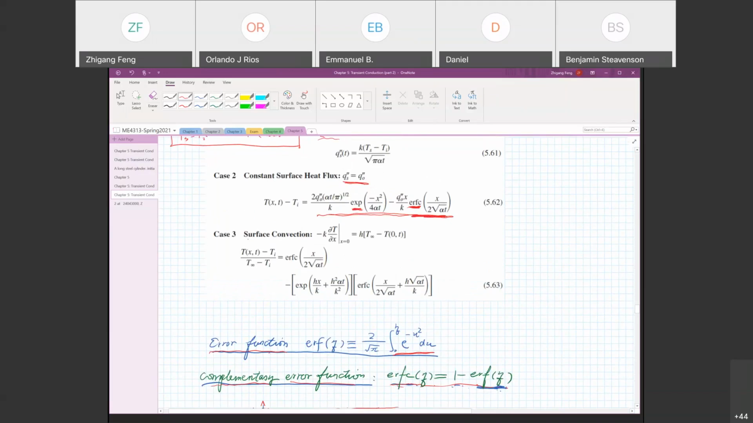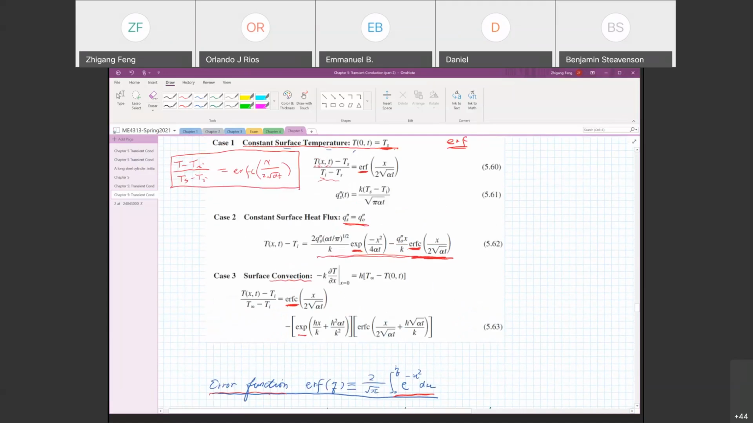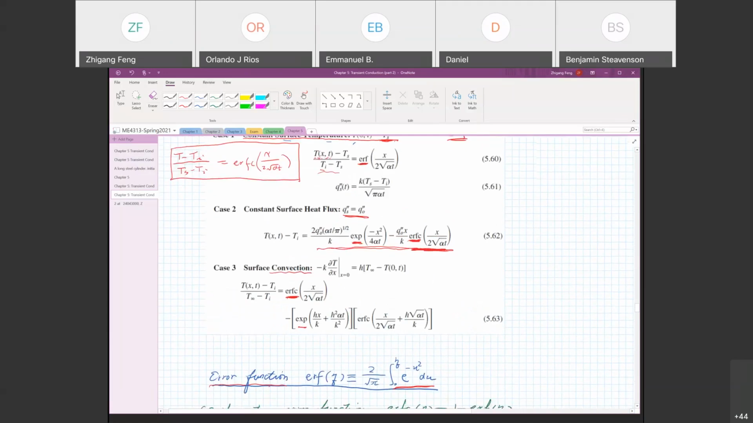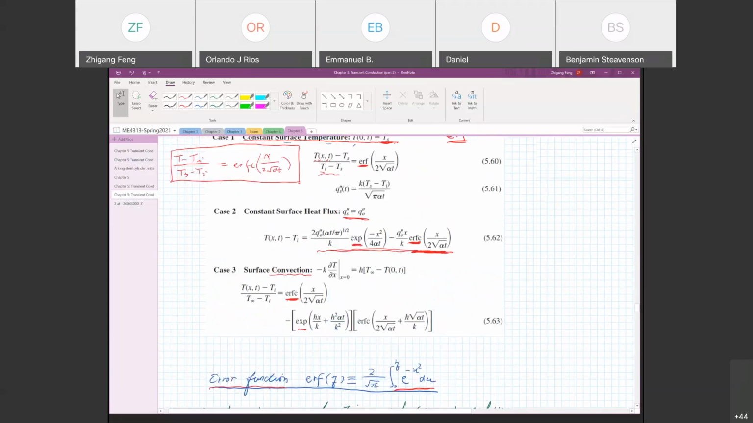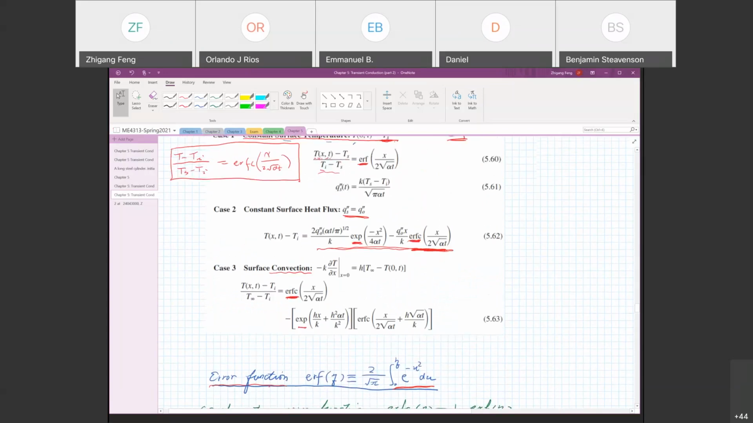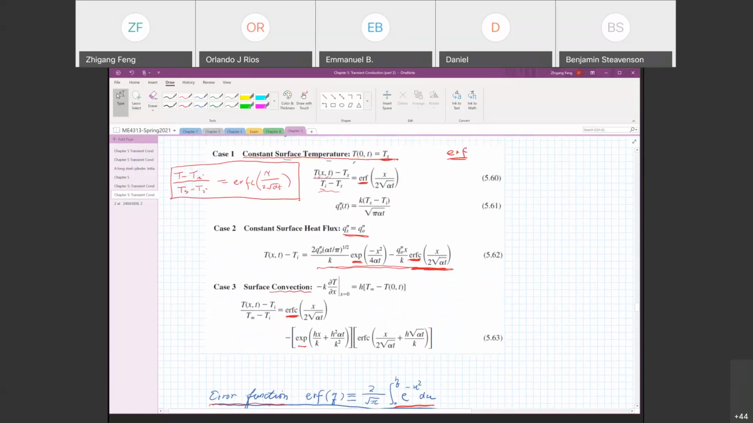Now case 3, which is the most common boundary condition, the convection boundary condition, involves, again, a complementary error function and an exponential function. So these are the exact solutions, and we got these solutions using the similarity method. If you are interested, you can grab the textbook to see the details. But for us, what I want you to know is how to use these solutions.